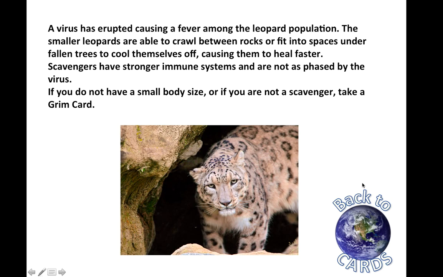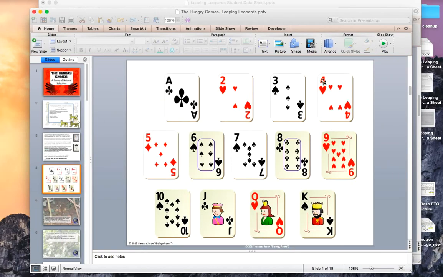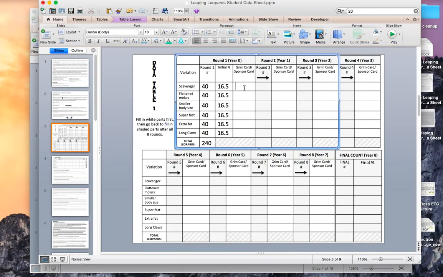Now, when you are done with the slide, make sure you click on Mother Earth here, because if you click on any other button, you're just going to go to the next slide. Sorry. So that'll take you back to the cards. Meanwhile, the students here should be filling out this table here, Grimm card or sponsor card.